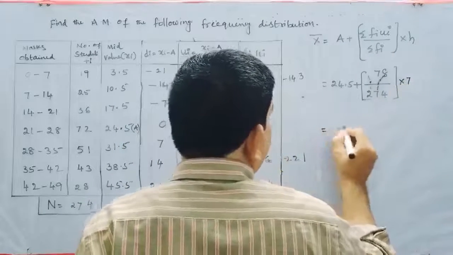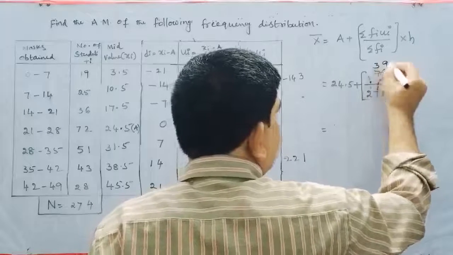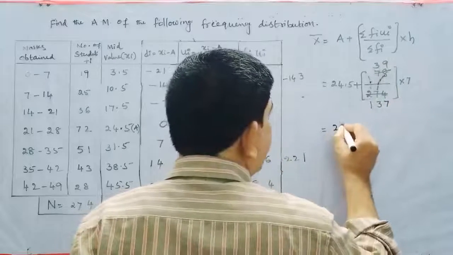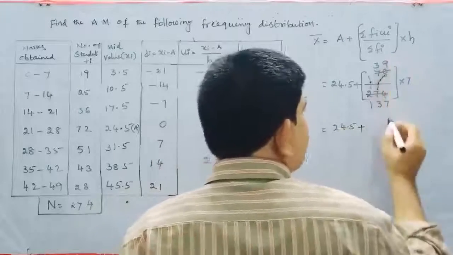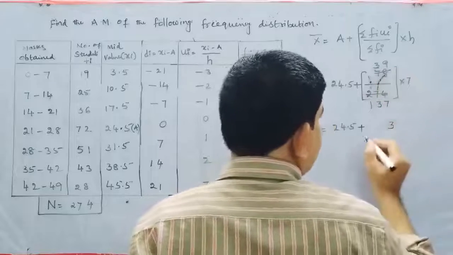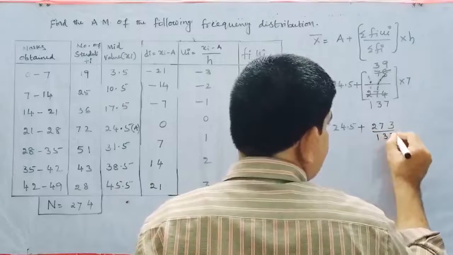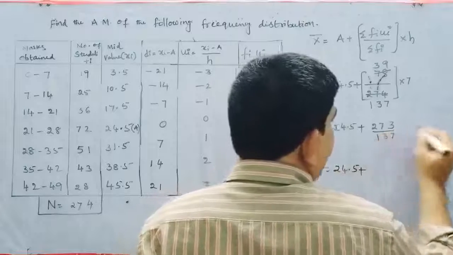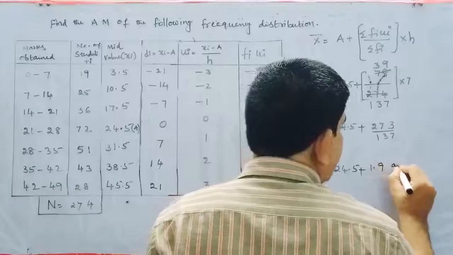Now you cancel with 2 here. 78 by 274 becomes 39 by 137. So 24.5 plus 39 by 137 times 7, that is 273 by 137. 137 is a prime number, so we divide: 273 by 137 is 1.9 approximately.